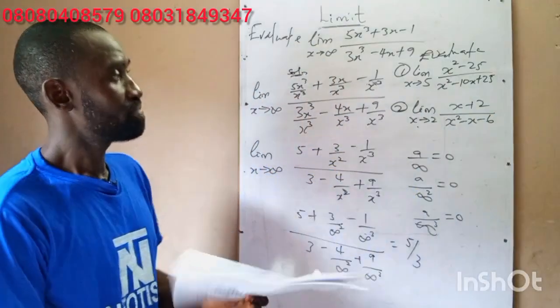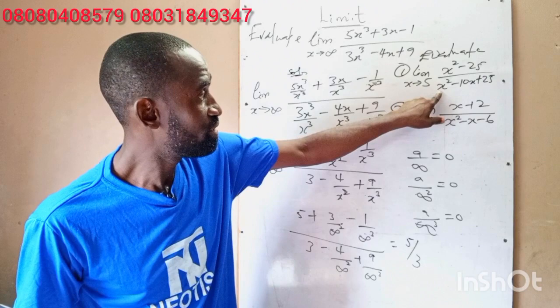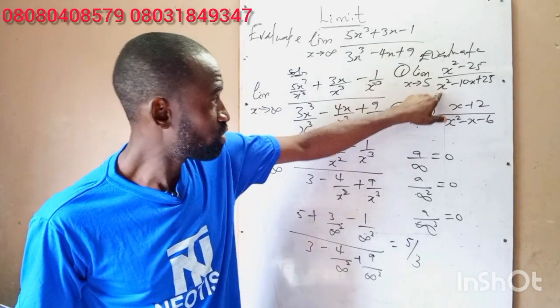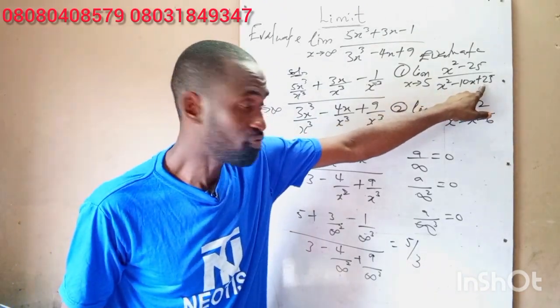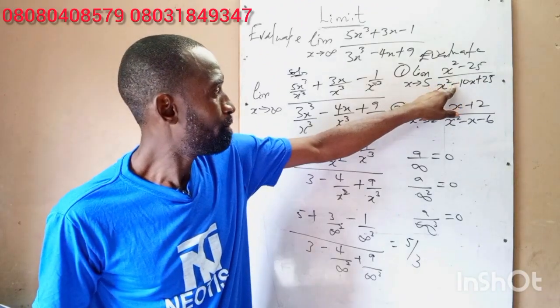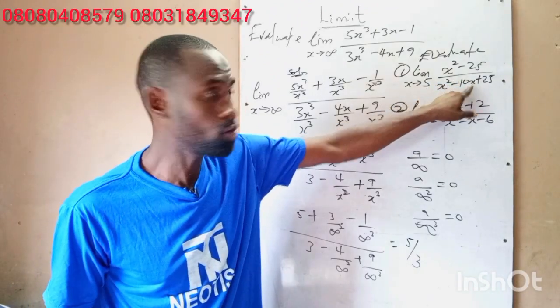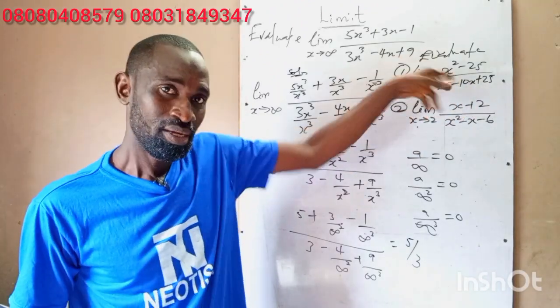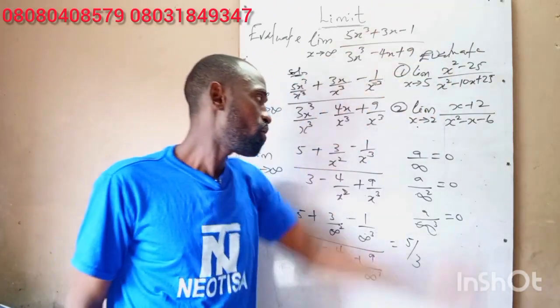So the first one, you see it? When you put 5 here, 5 squared, 25 plus 25, 50. Minus 10 times 5, that is minus 50. So 50 minus 50 is 0. So I can't use direct substitution here. I'll use what we call factorization.